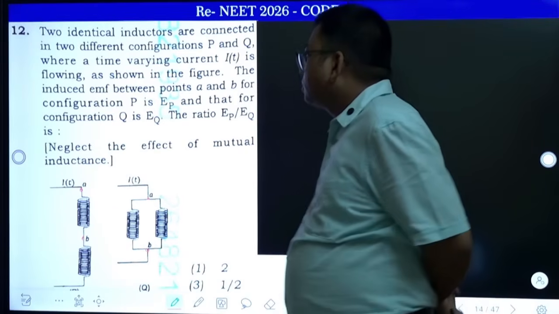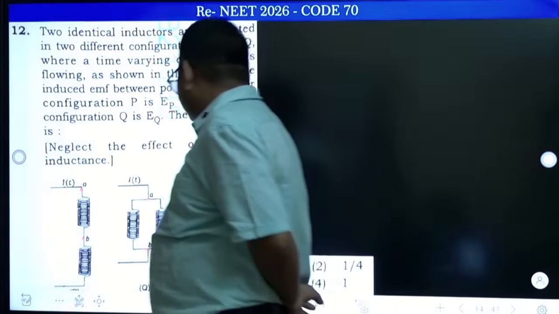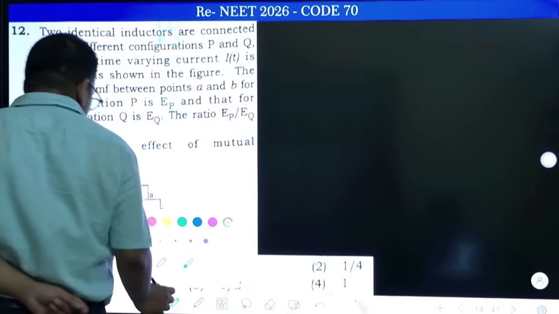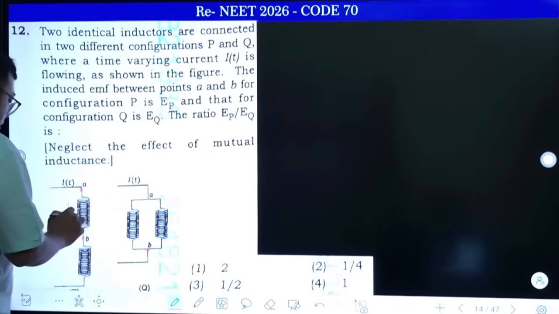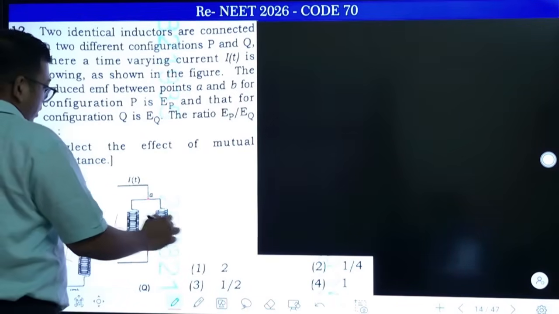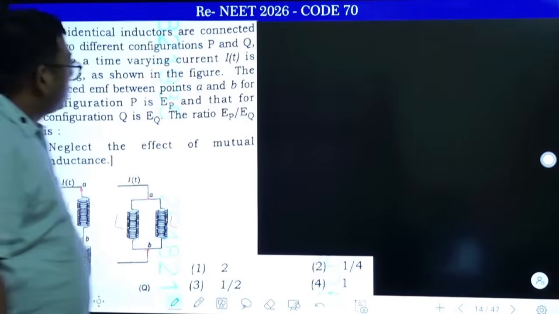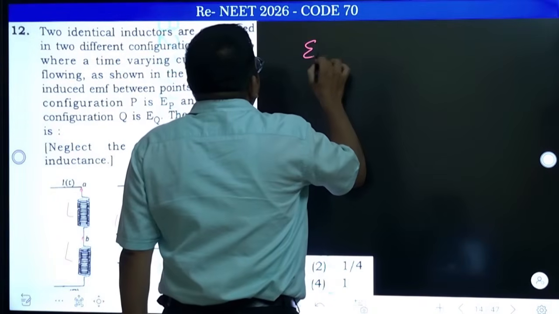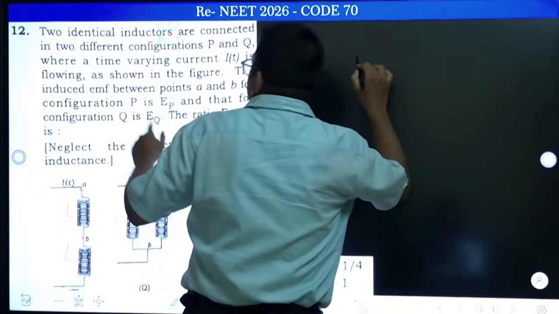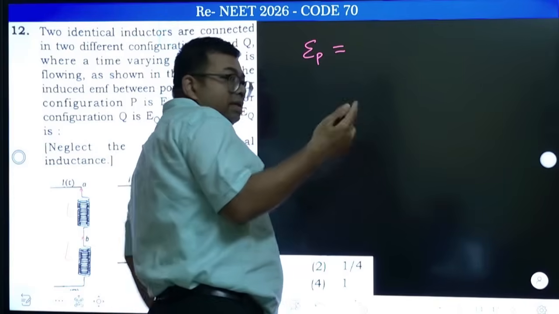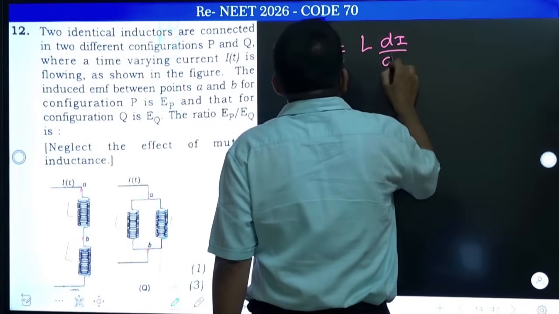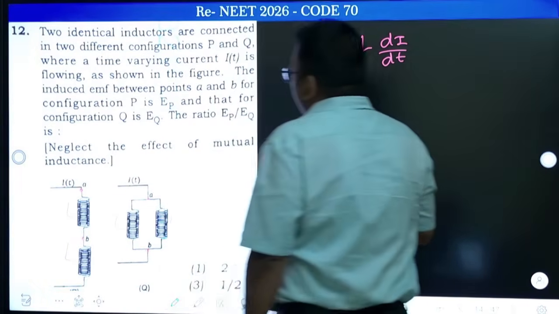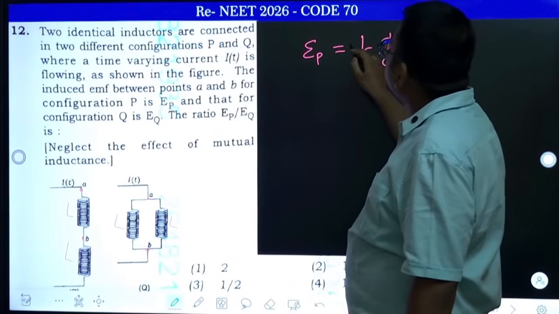So first we should know that when we are calculating here in series, each inductor is identical, right? Let us take L, L. So when you are taking the first case, the EMF across P is L di by dt. Magnitude I am taking. Otherwise a minus sign you can also give.